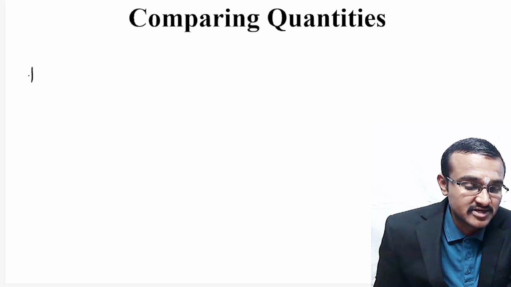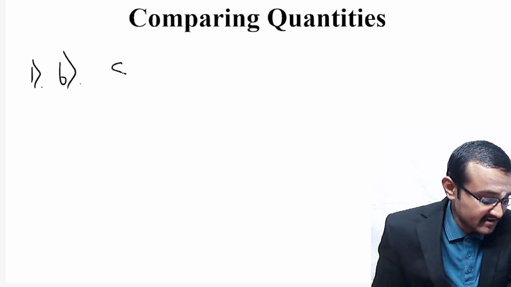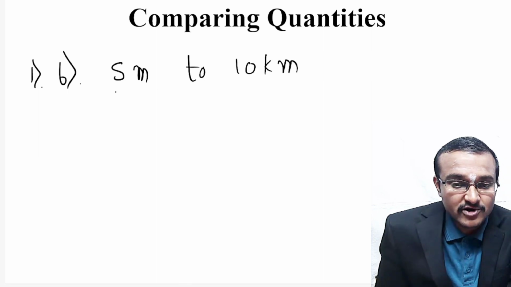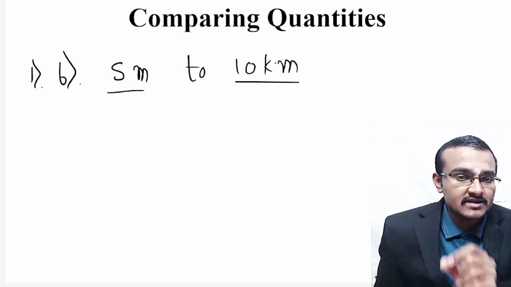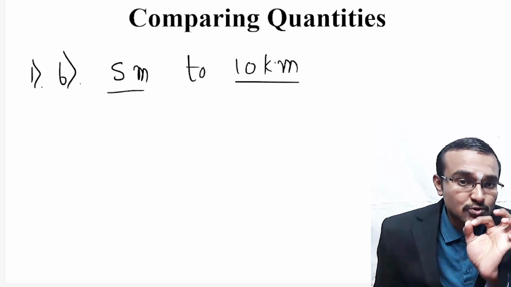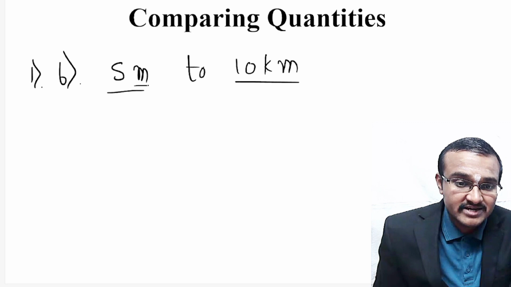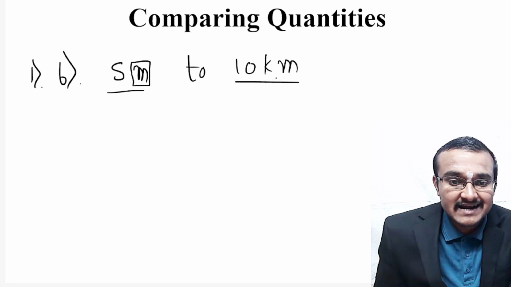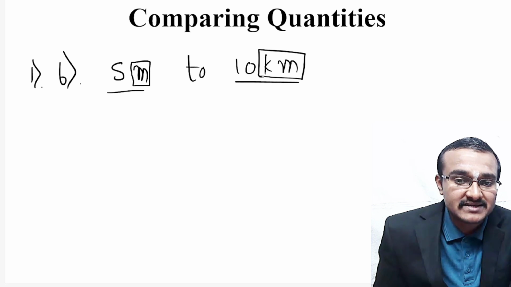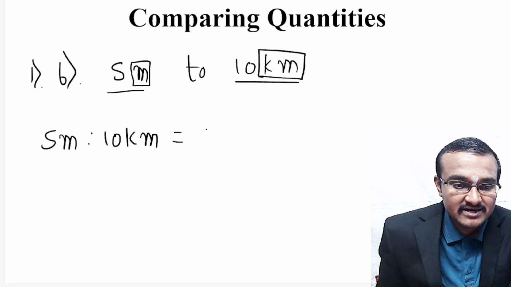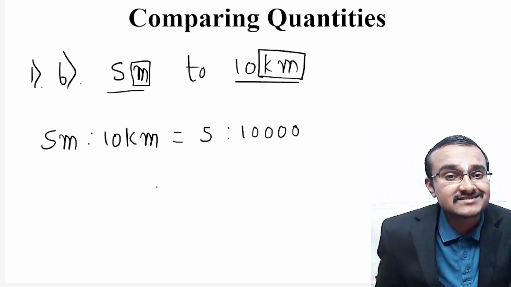Coming to part B of this first question, there they have given 5 meter to 10 kilometer. So you should find the ratio for 5 meter is to 10 kilometer. Here you should always carefully look at what is given in the question. Directly you cannot keep 5 is to 10 here, because the unit for 5 is meter and the unit given for 10 is kilometer. So now if you want to make the 5 meter is to 10 kilometer ratio, then it will be 5 is to 10,000.